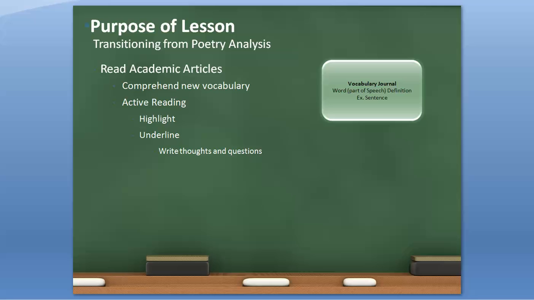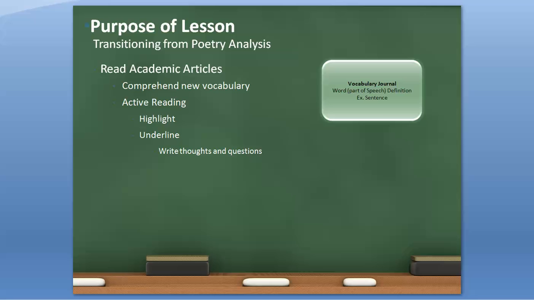We're going to look at how to understand new vocabulary without always looking in a dictionary. We'll discuss active reading strategies. We'll look at things like highlighting. For example, when you read, what do you do? Do you just read and continue reading, or do you engage with the text? Do you read with a pencil in your hand? If not, then you need to do that.